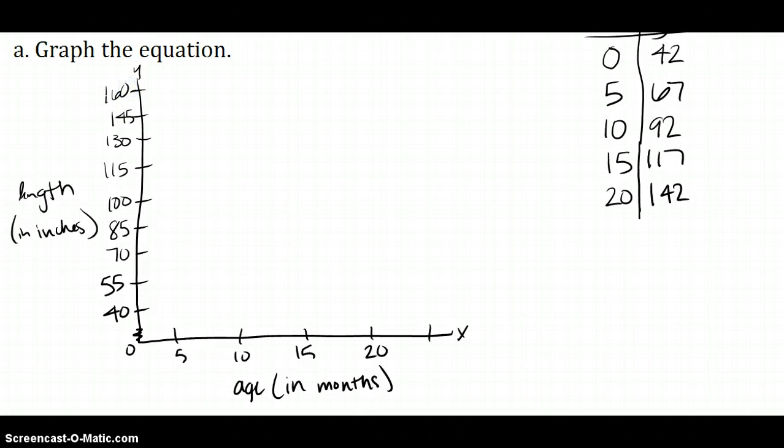Okay, so now I'm going to graph my points. I have (0, 42), (5, 67), (10, 92), (15, 117), and (20, 142). So you should get something that looks like this.